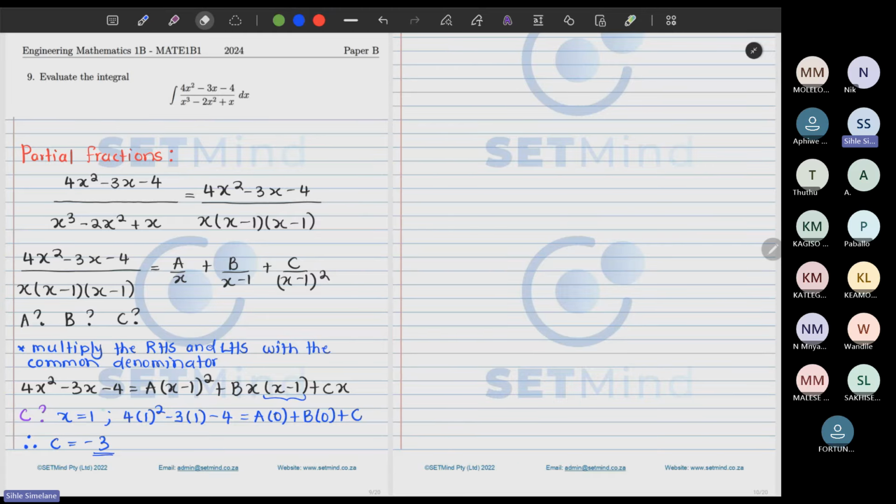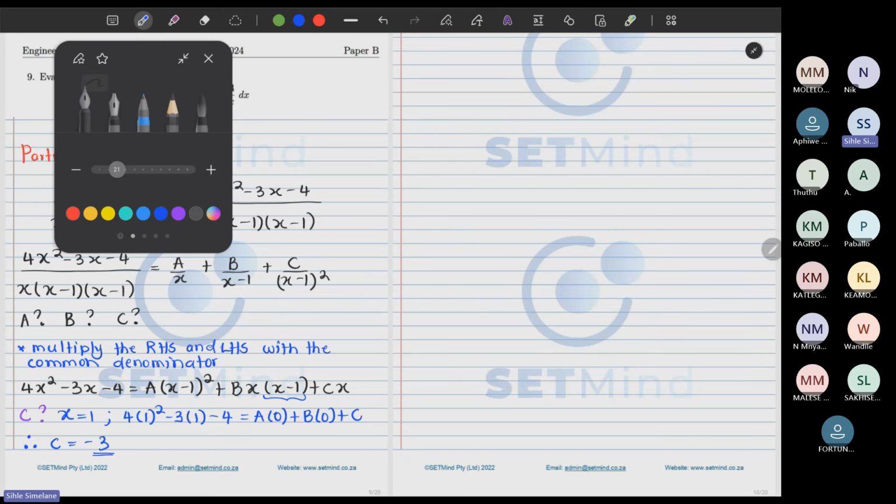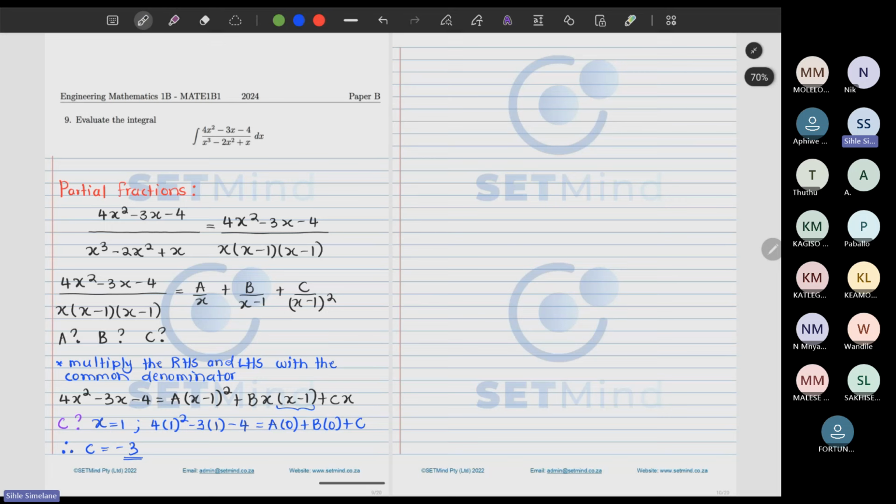So you just sub in x is 1 in the equation, and you will see that the a bracket will have 1 minus 1, so it will be multiplied by 0. The b bracket will also have a 1 minus 1, so it will multiply by 0. So our c is 3. And then now we can go ahead and try and find b.